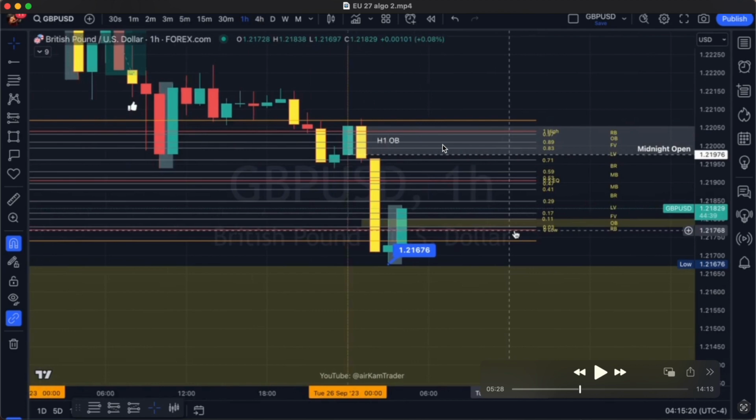This is where I want to short right at the midnight open. Now initially I marked the H1 OB here. Later I realized it was actually using the 2 consecutive candles.